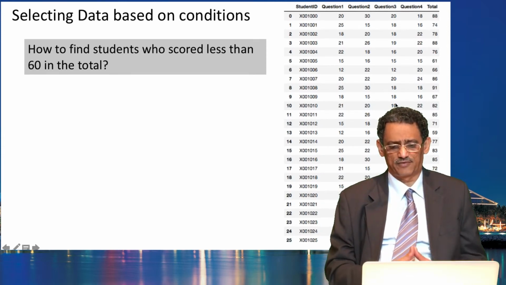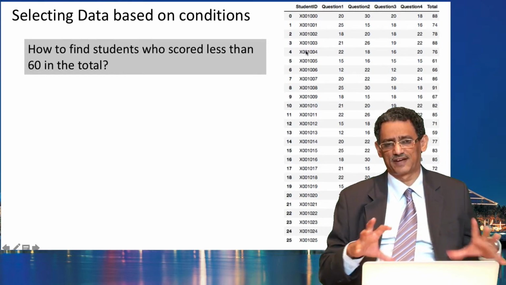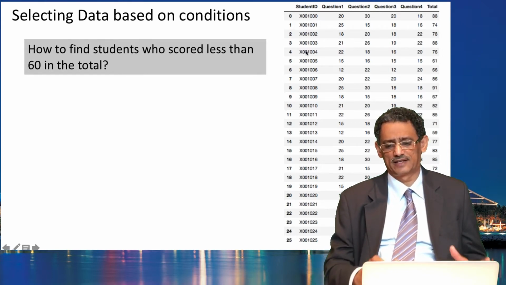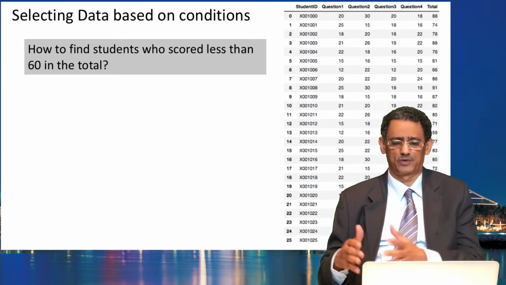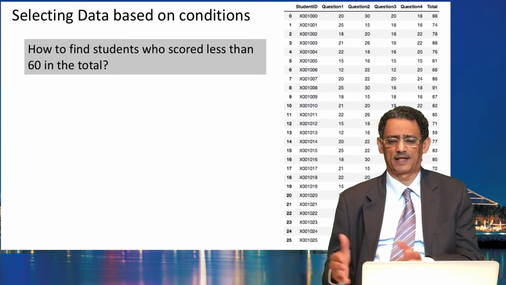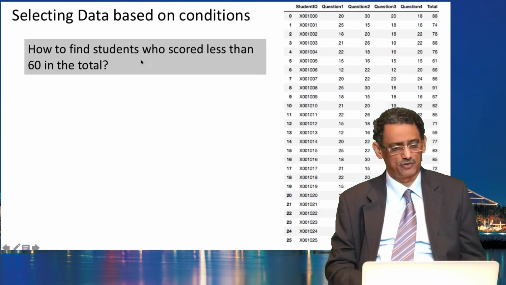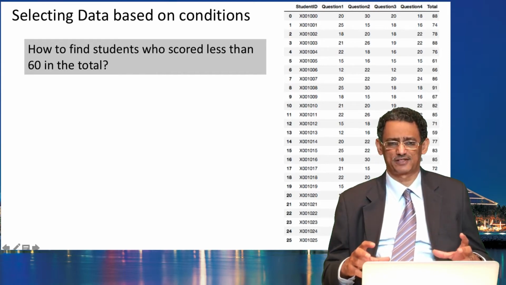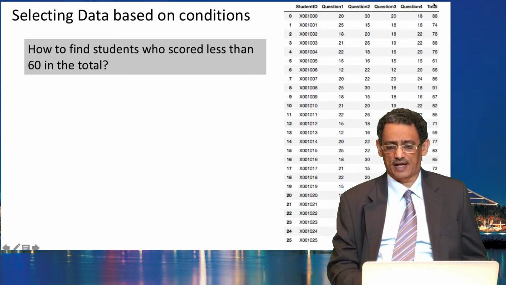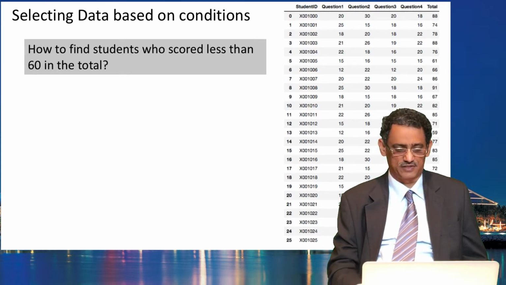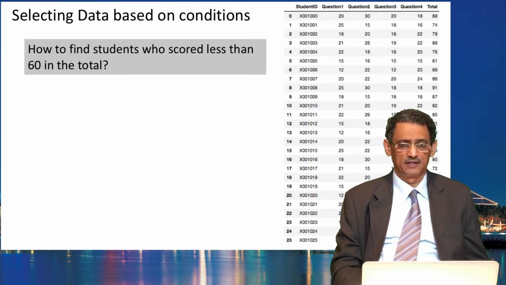The example we are familiar with is this one, which looks like the result of a final exam. There are student IDs, and they have scores for each question in the final exam, and then the total of the score. So if we're looking for students with a score less than 60, those who did not pass the course, we're looking at the column total. Total is less than 60. So how do we do that?